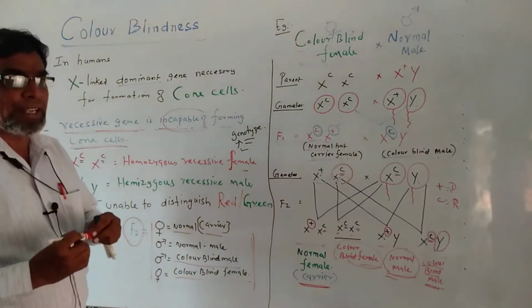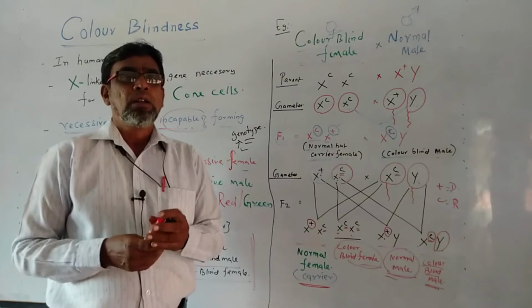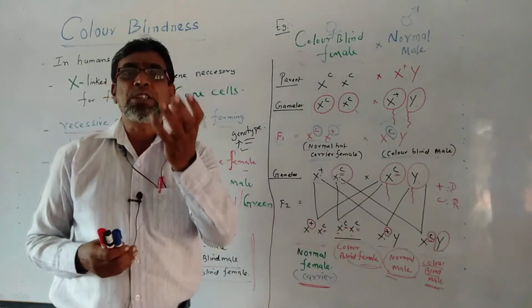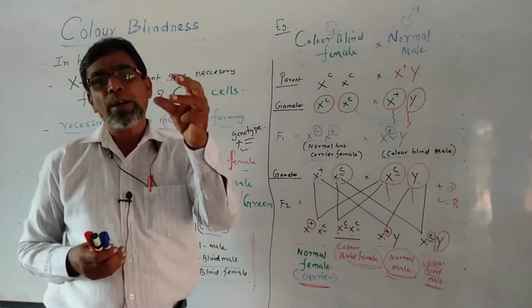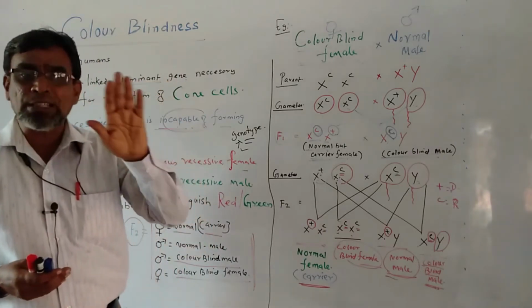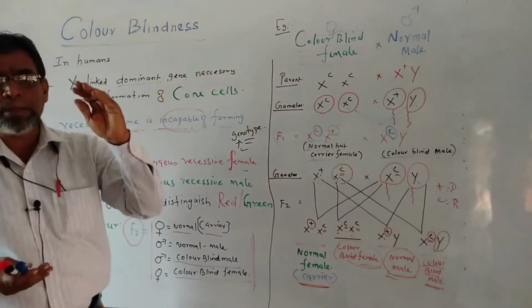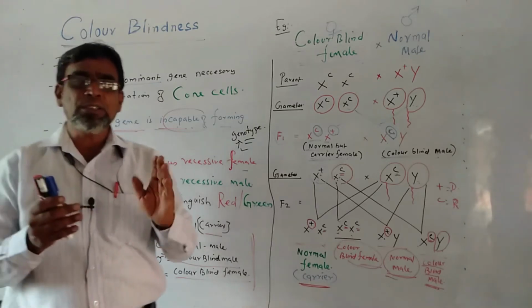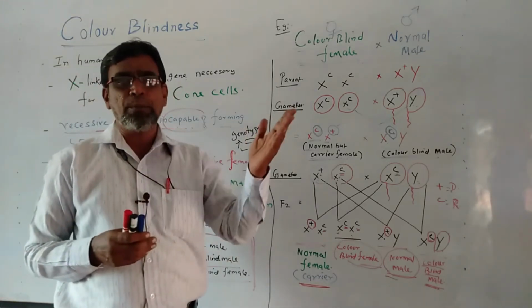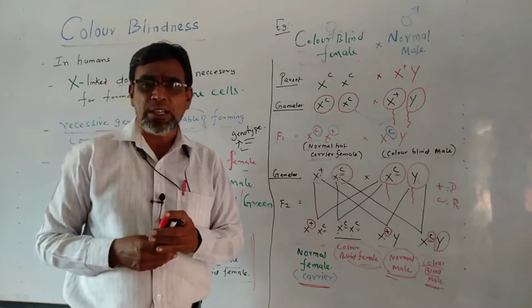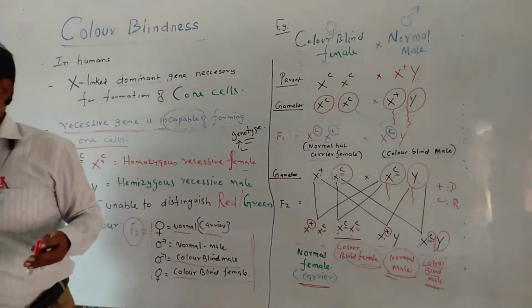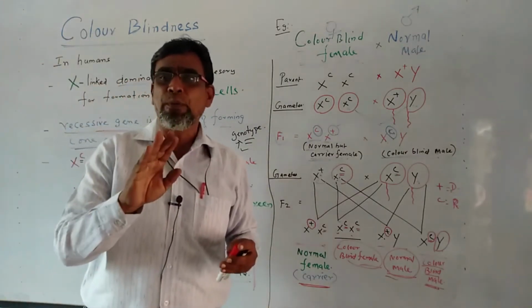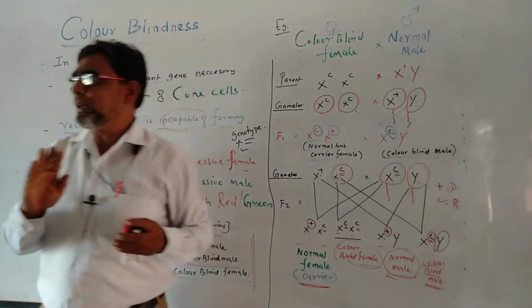So X-linked inheritance is nothing but the genes which are present on the X chromosome or Y chromosome. Here it is related to the X chromosome. The best example is hemophilia, and another example is color blindness. In color blindness, we have seen 2 examples, the first example and the second example. So I think, students, this is the example for color blindness.